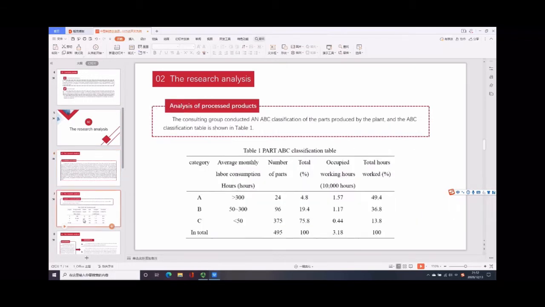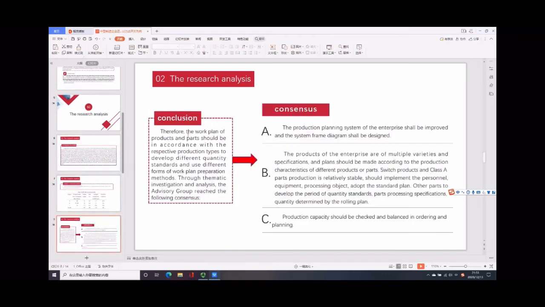And the second part is research analysis, the analysis of products. The consulting group conducts an ABC classification of parts produced by the plant, and the ABC classification table is shown in table 1. And here comes the conclusion. Therefore, the work plan of products and parts should be developed in accordance with the specific production types, with different quantity sets and different forms of work plan presentation methods.